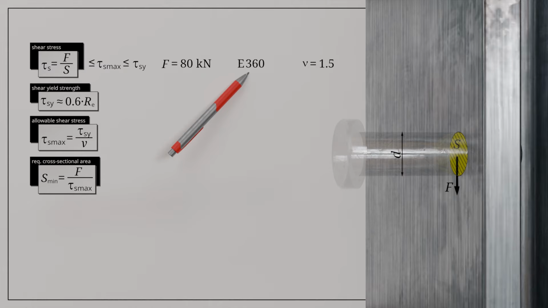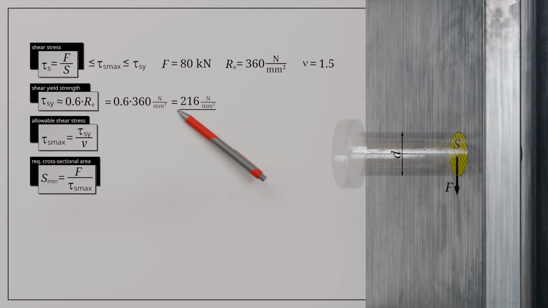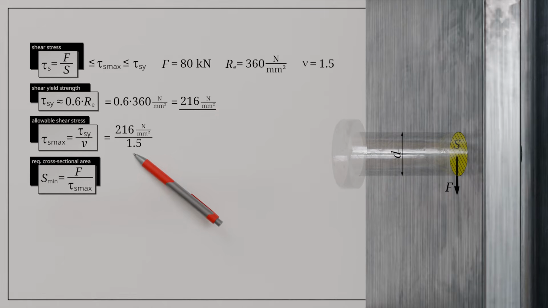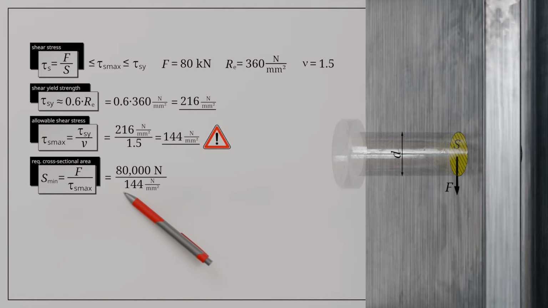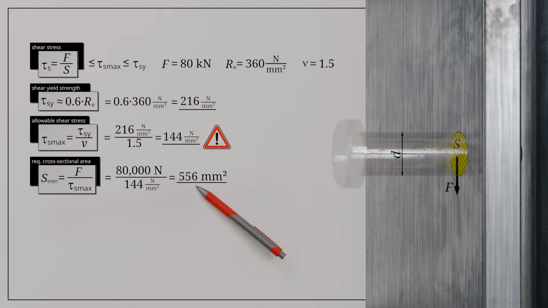The numerical value directly represents a yield strength of 360 newtons per square millimeter. Multiplying this value by a factor of 0.6 yields an estimated shear yield strength of 216 newtons per square millimeter for the bolt material. Using the given safety factor of 1.5, we can now determine the maximum allowable shear stress. This results in an allowable shear stress of 144 newtons per square millimeter, which must not be exceeded in the bolt cross-section. Using this allowable shear stress and the applied force of 80,000 newtons, we can determine the minimum required cross-sectional area. Substituting the numerical values yields a required area of at least 556 square millimeters.